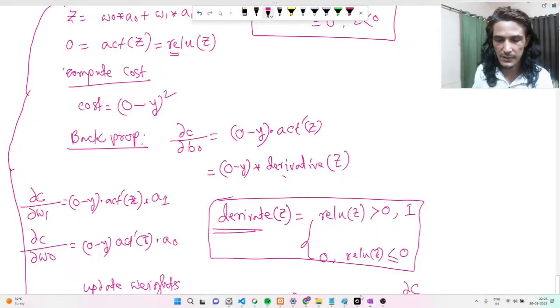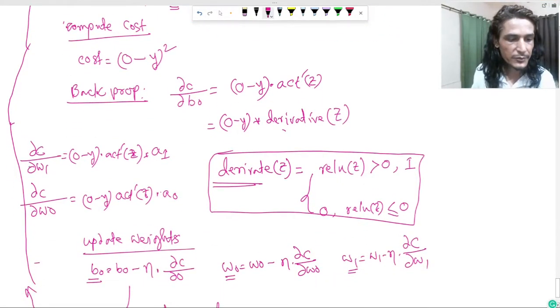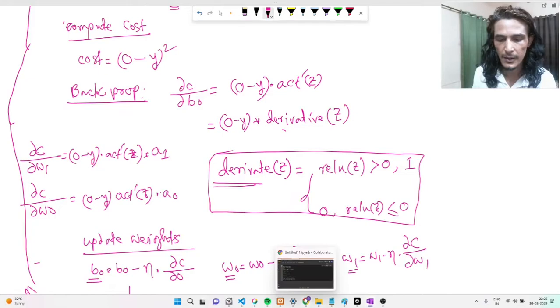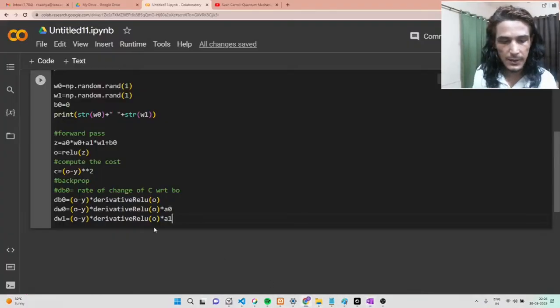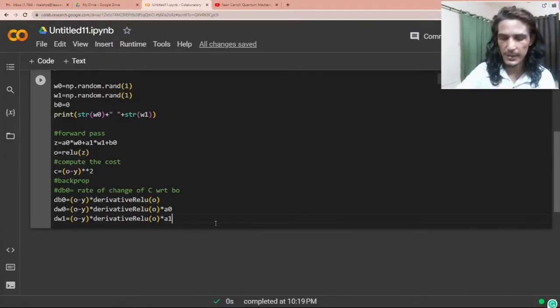If you're not convinced, see: the rate of change of w1 is (O minus y) into activation prime, that is the derivative of the g function, the activation function, multiplied by a1. If it is w1, it is a1. If it is w0, it is a0. Okay, then you see what we have computed, and that was the next step.